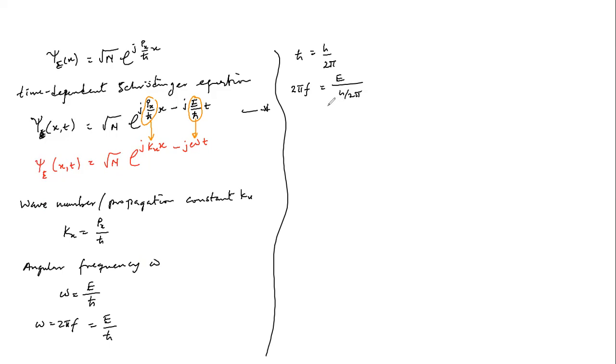Such that 2 pi f is the same as 2 pi E over h. This frequency seems to be a function of the energy. Hence, the energy of the particle seems to be proportional to the product of the Planck constant and the frequency, which happens to be Einstein's relation.